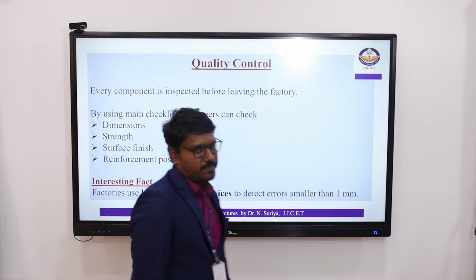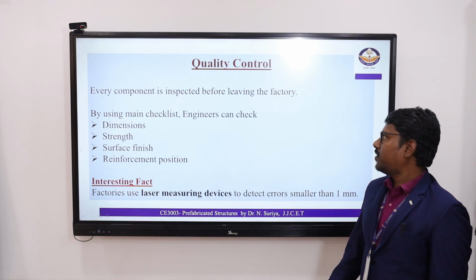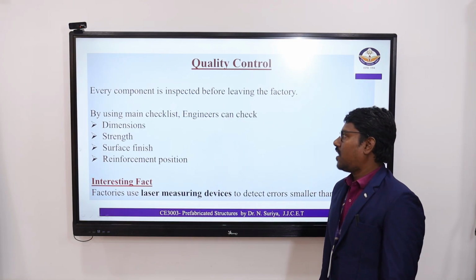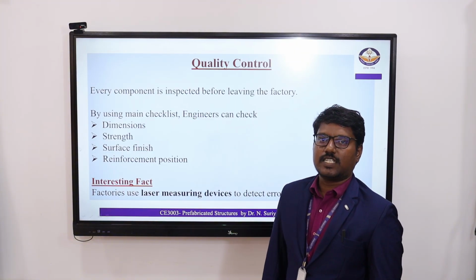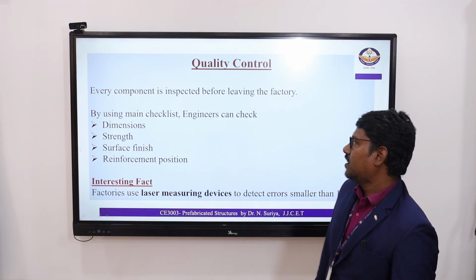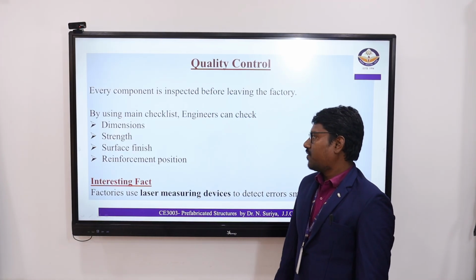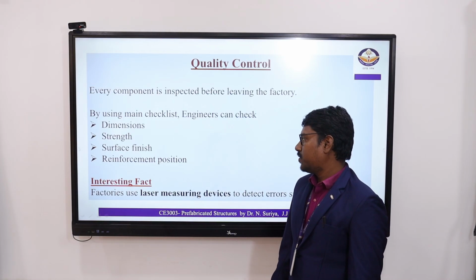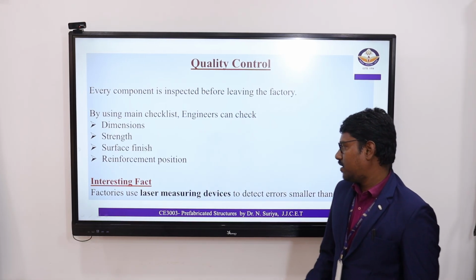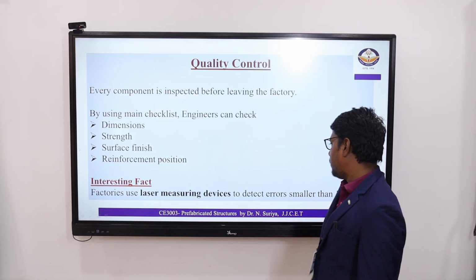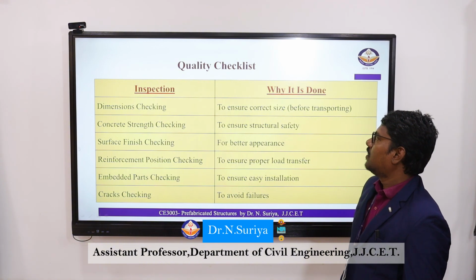Next, quality control. Every component is inspected before leaving the factory. After the manufacturing process is completed, quality is a major concern in the prefabrication process. Engineers can check dimensions, strength, surface finishing work and reinforcement positions. The interesting fact in this process is that factories use laser measuring devices to detect micro errors smaller than 1 mm.